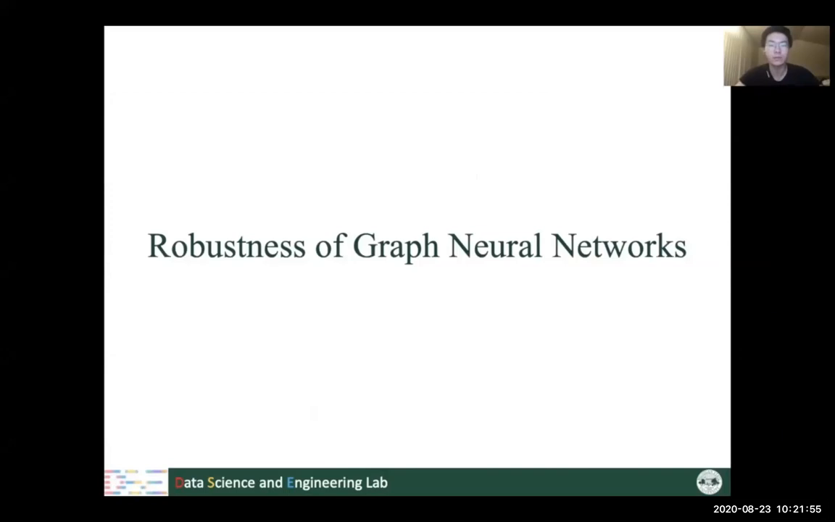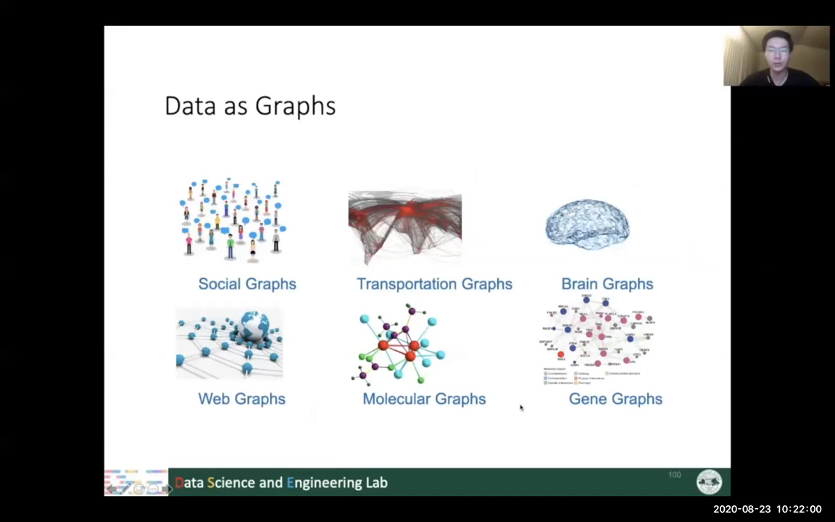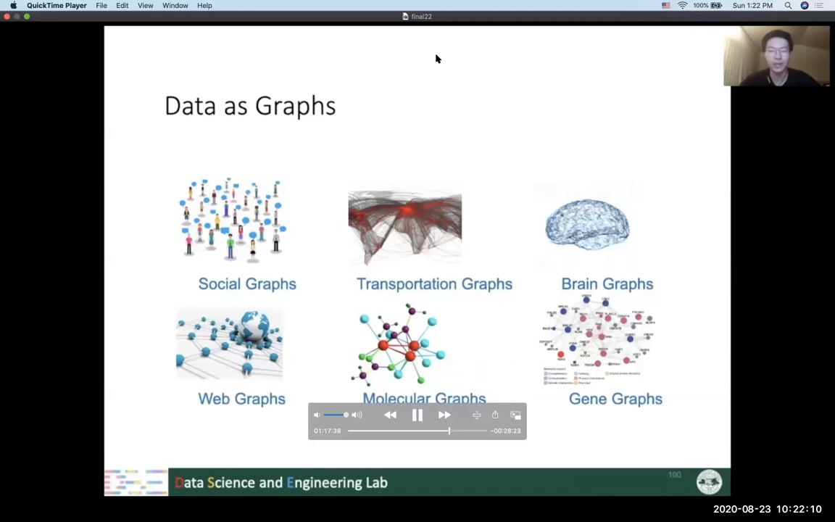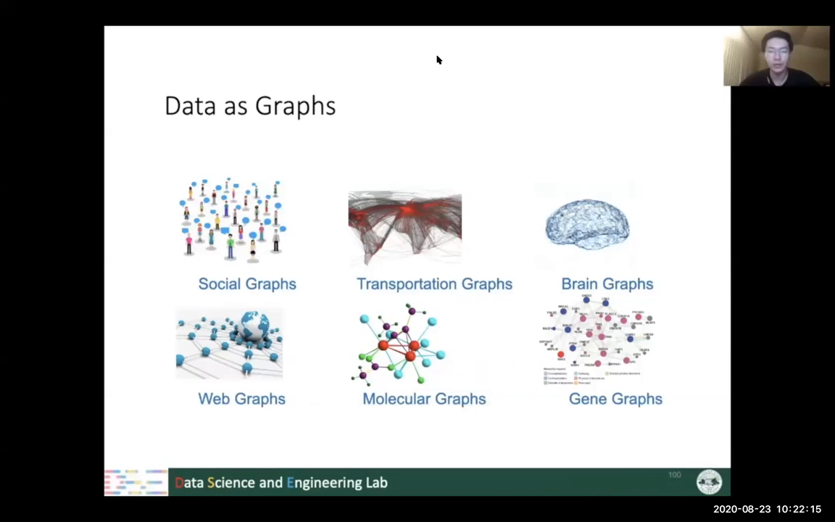Graphs are ubiquitous data structures in numerous domains. For example, in social media, we have social graphs where each person is represented as a node and the relation between persons is represented as an edge. In traffic management, we have transportation graphs, and we also have brain graphs, web graphs, molecular graphs, and gene graphs. To effectively extract meaningful information from such graph data, graph neural networks are developed.